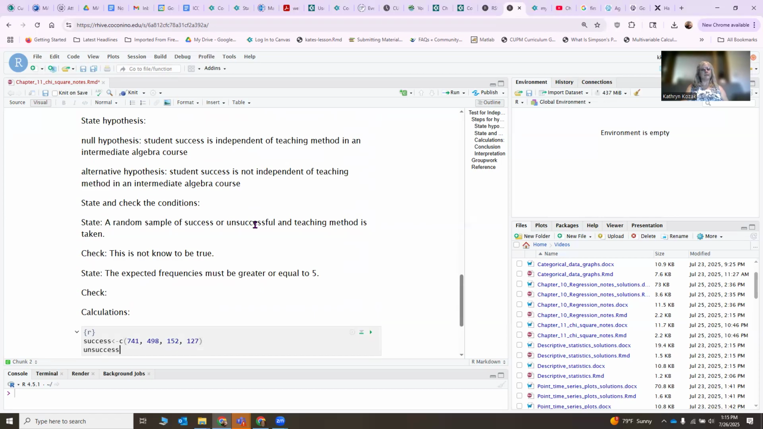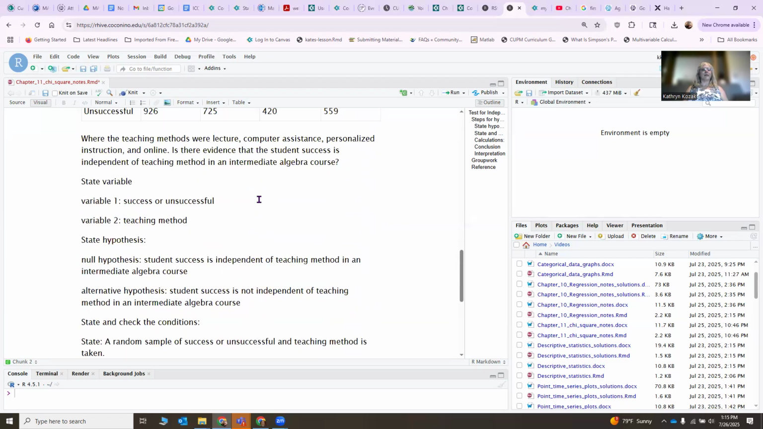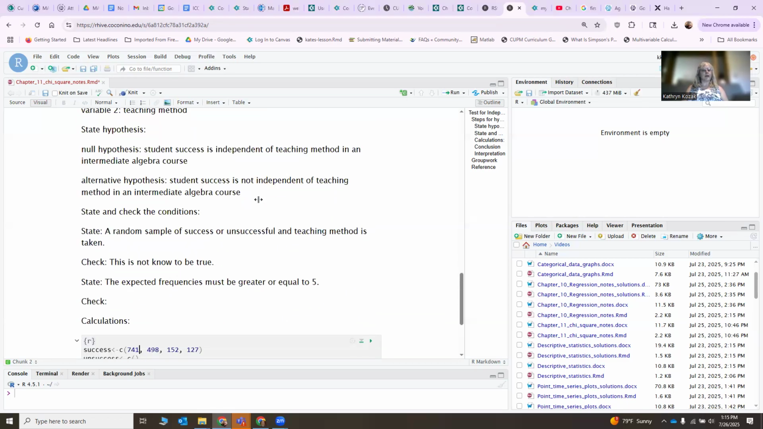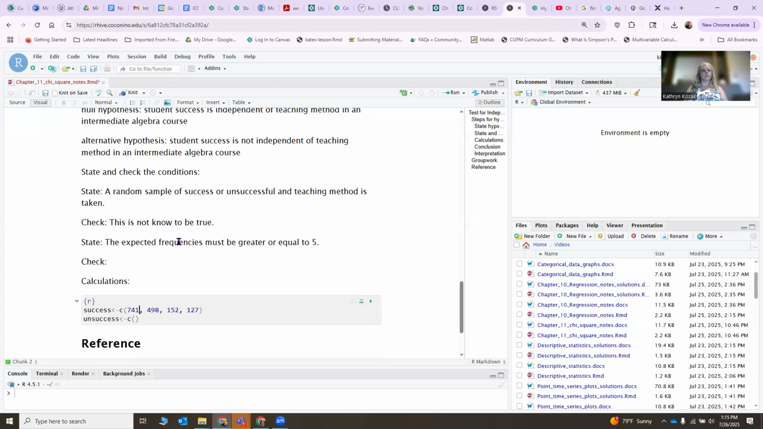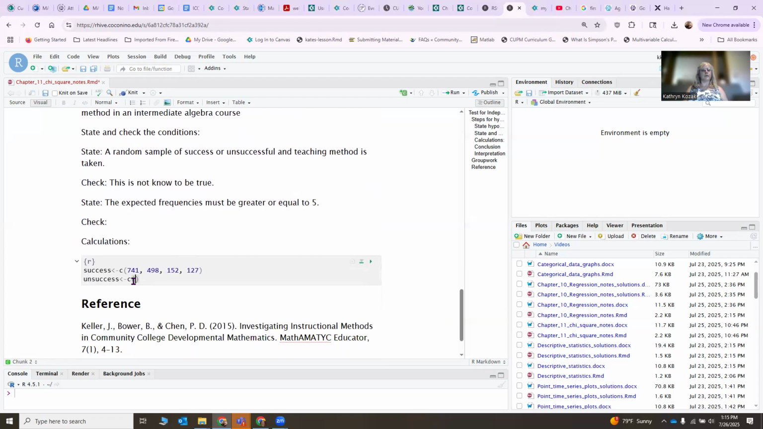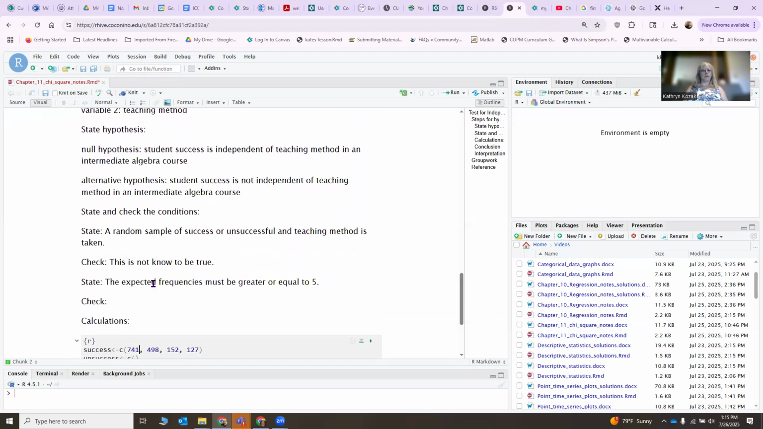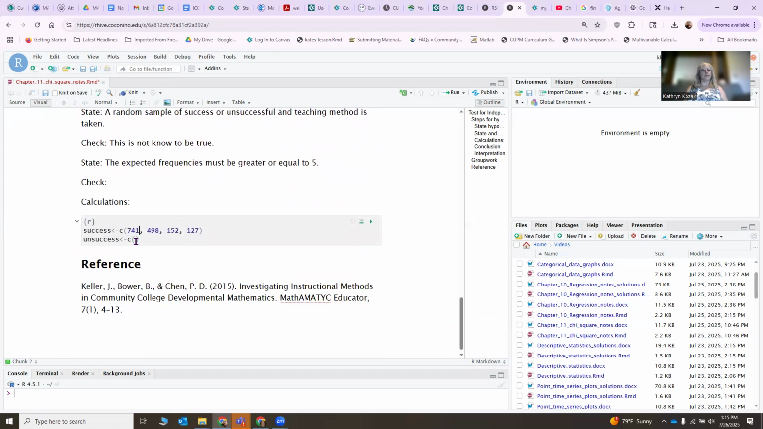Unsuccess, we'll just call it that. Again, I'm going to type in these numbers. The C means just combine. Whoops. What just happened? Okay, so 926. Oh, wait, it's not typing in here for me.